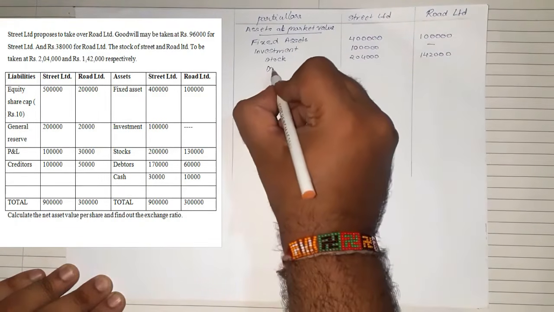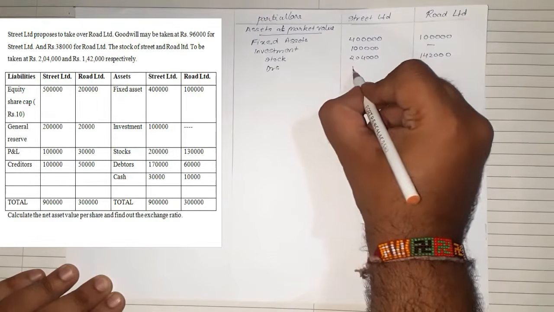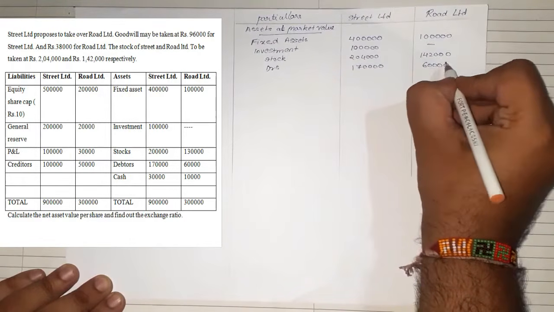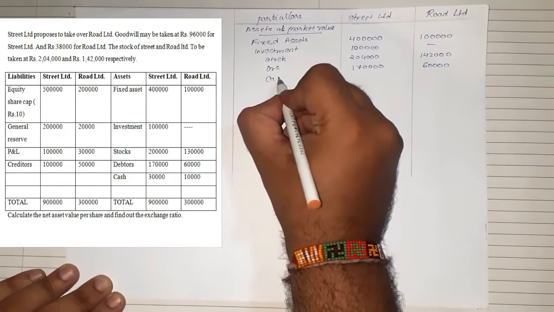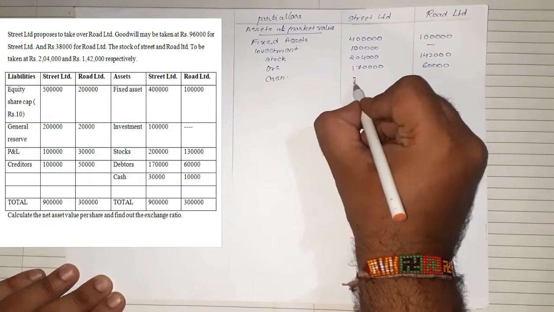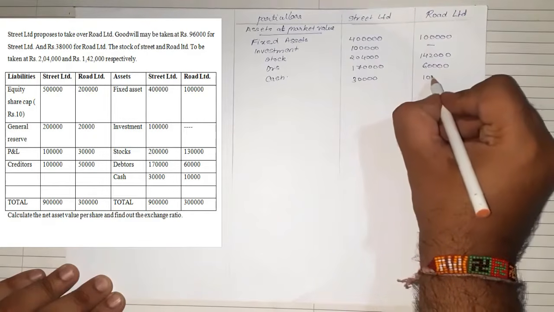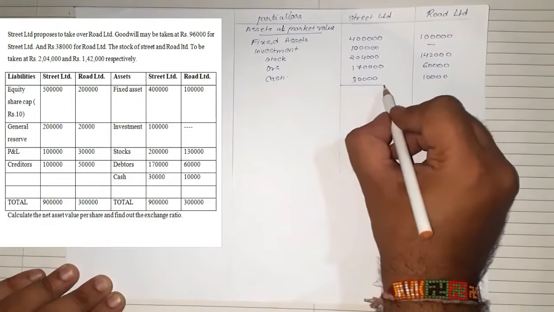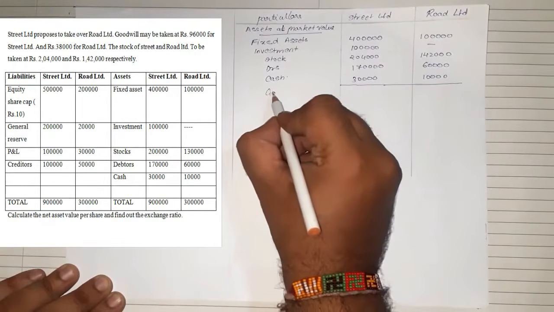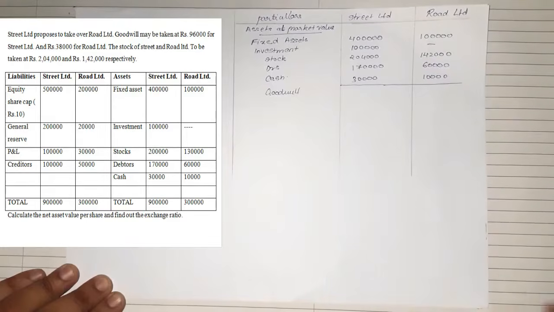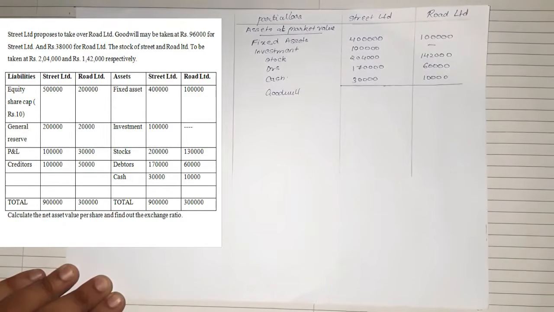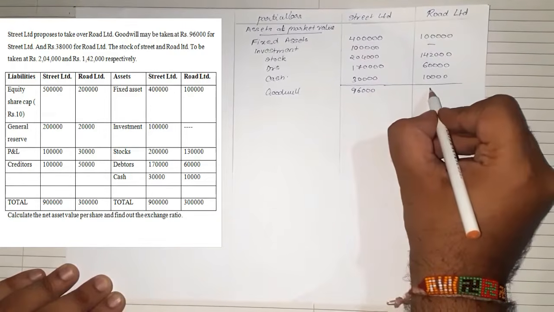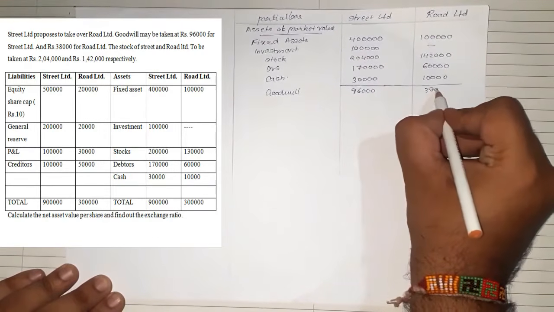After stock we have debtors. So debtors are 1,70,000 and 60,000. After debtors we have cash, so we will take that also, 30,000 and 10,000. With this all our assets, and one more thing. I just made this line, but we have one more thing. Goodwill is also an asset. So goodwill given in the question is 96,000 and 38,000.